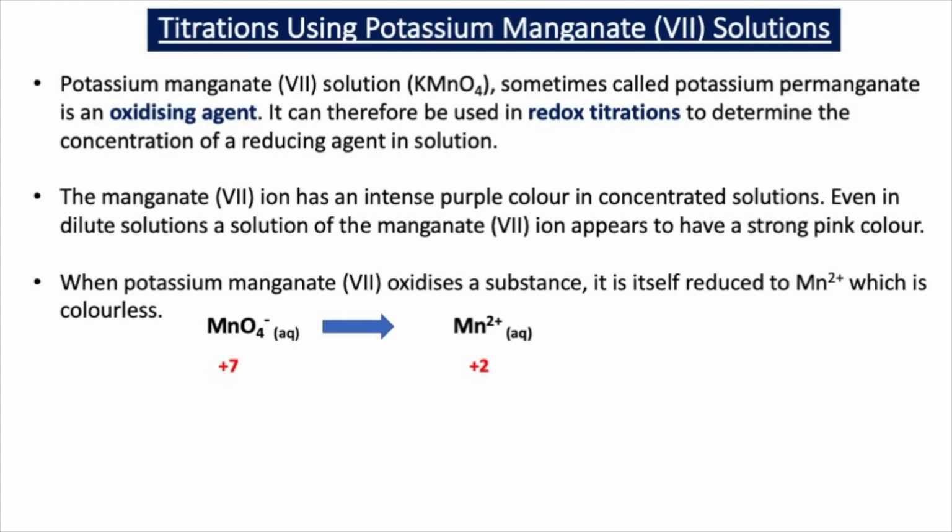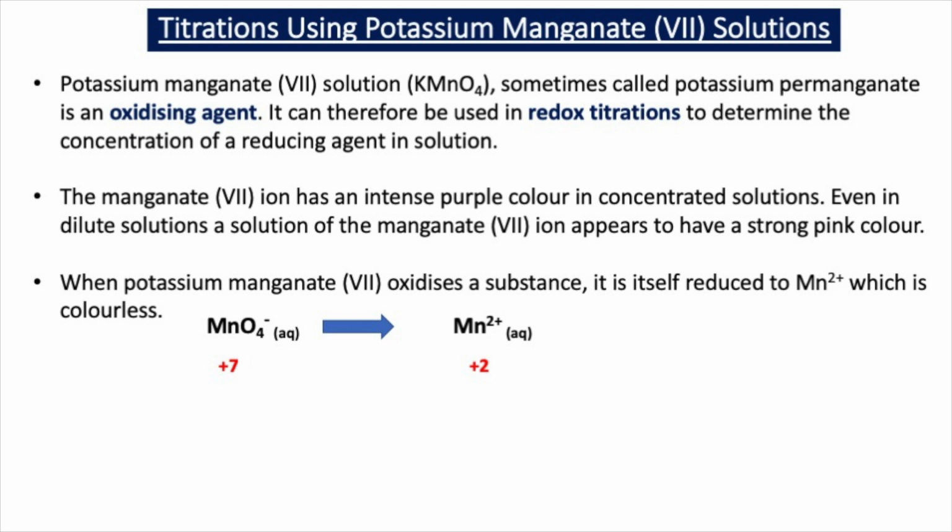Now we're going to turn our attention to titrations using acidified potassium manganate 7 solutions, sometimes referred to as acidified potassium permanganate. Acidified potassium manganate 7 solution, KMnO4, is an oxidizing agent, and it can therefore be used in redox titrations to determine the concentration of a reducing agent in solution. The manganate 7 ion has an intense purple colour in concentrated solutions, and even in dilute solutions, it appears to have a strong pink colour.